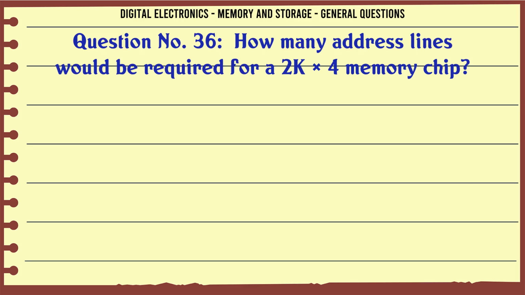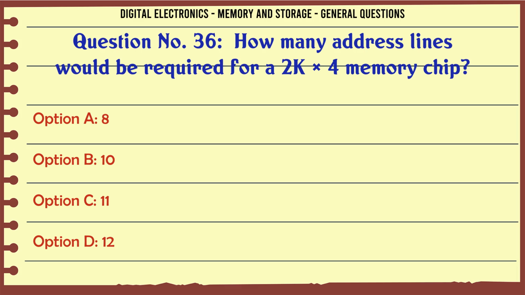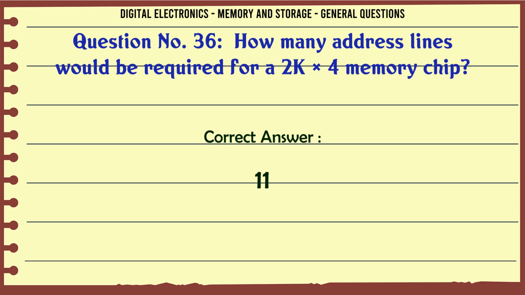How many address lines would be required for a 2K×4 memory chip? A. 8, B. 10, C. 11, D. 12. The correct answer is 11.